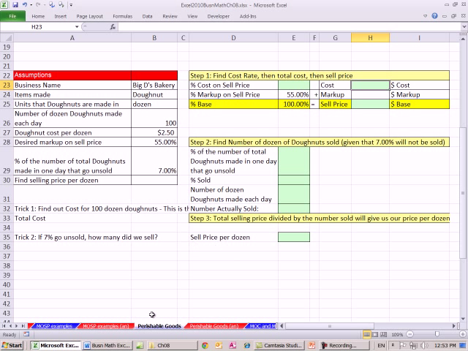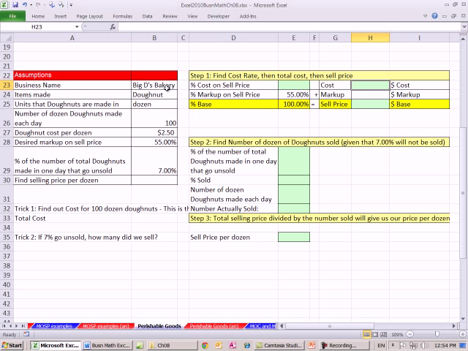Hey, we're on the sheet Perishable Goods. Now, in our last video, we did markup on sell price, and our last example was calculating sell price for perishable goods. So I want to do a second example here.